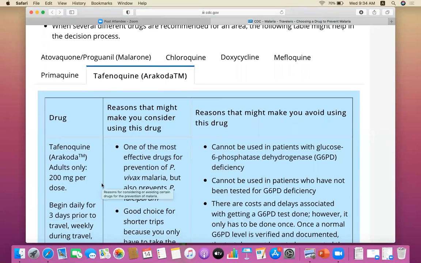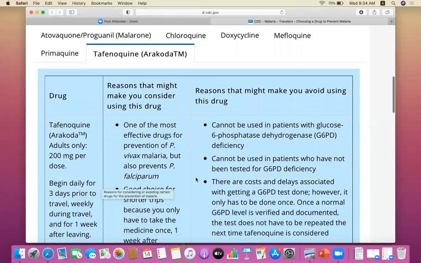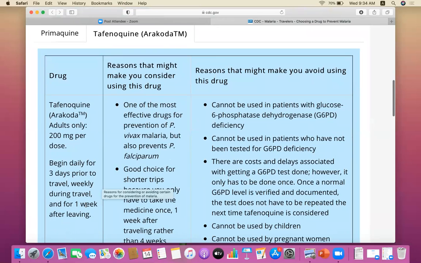Tafenoquine's 200 milligram dose is available and begins daily for 3 days prior to travel, weekly during travel, and for 1 week after leaving. Yes, this dosing of tafenoquine is different. It is one of the most effective drugs for preventing Plasmodium vivax malaria, but also prevents Plasmodium falciparum. Yes, and Plasmodium falciparum is the challenge for management.